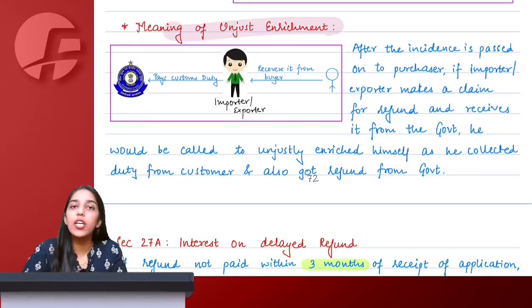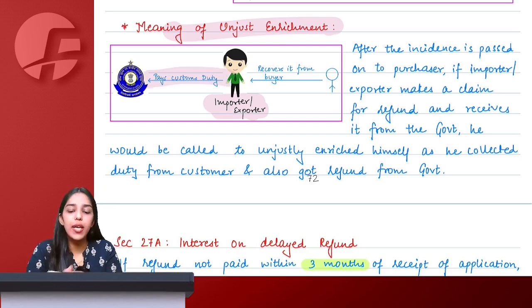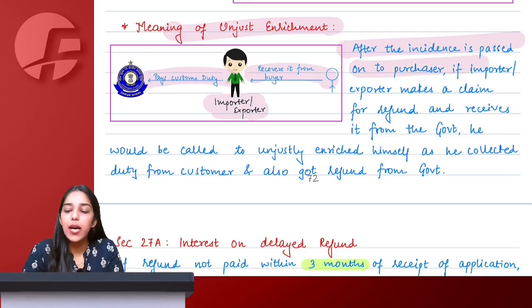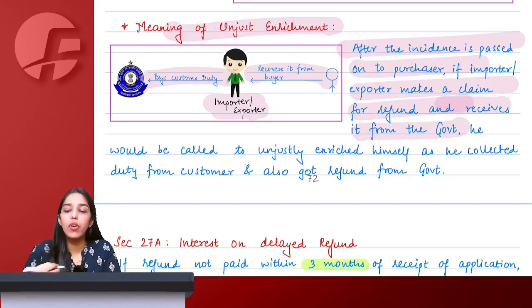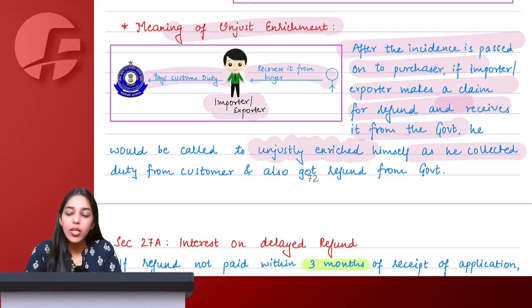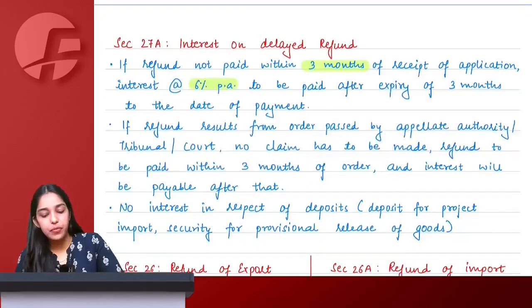Now, what is the meaning of unjust enrichment? This importer exporter pays customs duty to CBIC but recovers it ultimately from the buyer. So after the incidence is passed on to purchaser, if importer exporter makes a claim for refund and receives it from government, then he would be called to be unjustly enriching himself because he collected the duty twice, once from the buyer and once as a refund from government also.